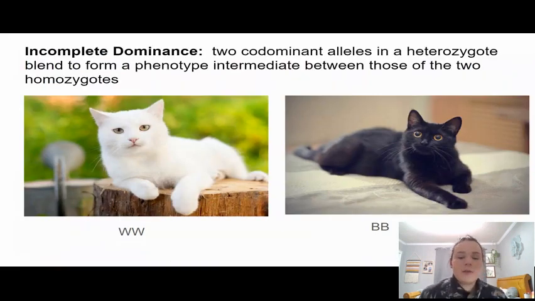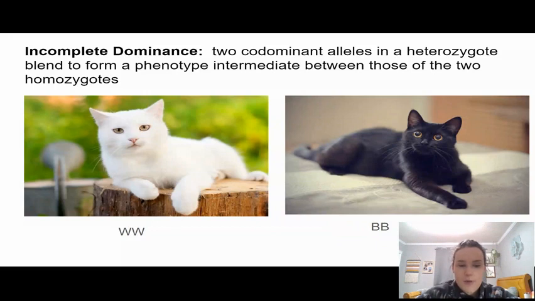Now, incomplete dominance is much different than codominance. This is when two codominant alleles in a heterozygote blend to form a phenotype intermediate between those of the two homozygotes. What that means is that neither of these are, again, dominant to each other, but in this case, they're going to produce a blend of the two colors. So what we would expect to see is all of their offspring being gray instead of showing black and white.